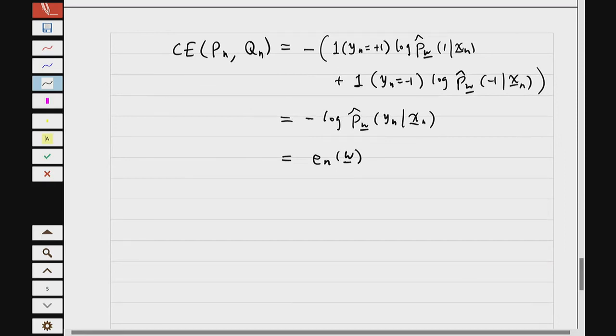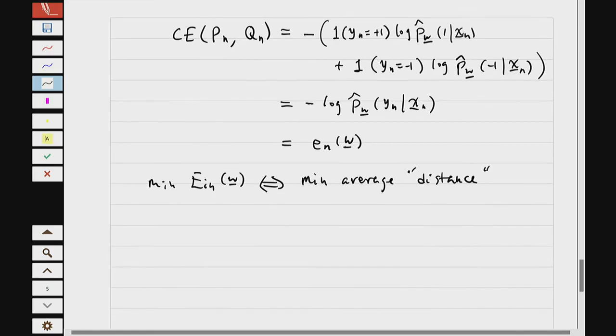Okay, so that means that, if we want to minimize the Ein, it's the same as saying that we want to minimize the average of these values. So the average cross entropy, and therefore the average distance, quote-unquote distance. It's not a real distance, but it's some measurement of distance between Pn and Qn.